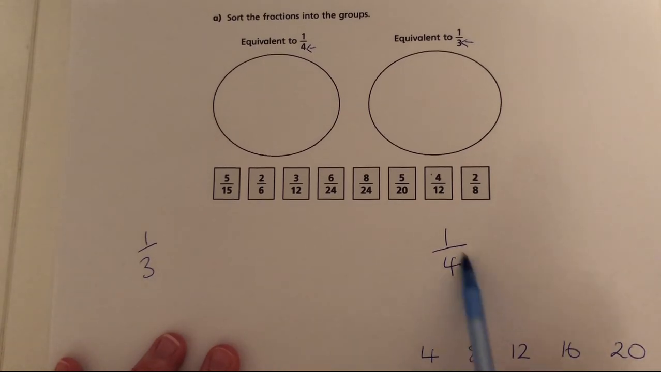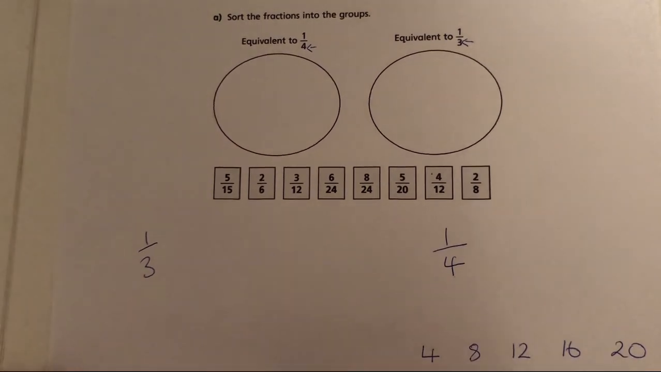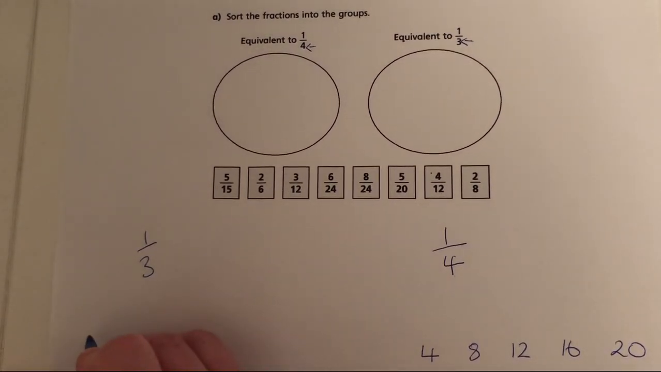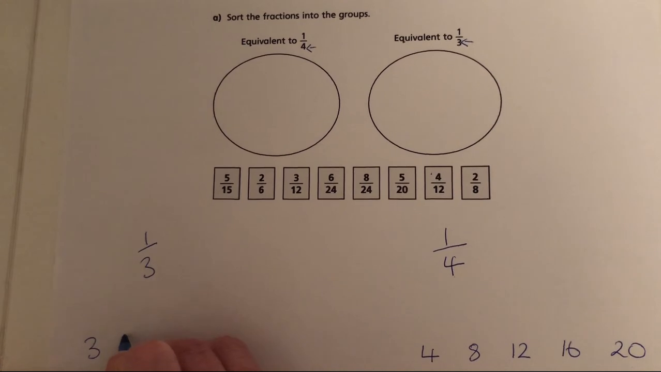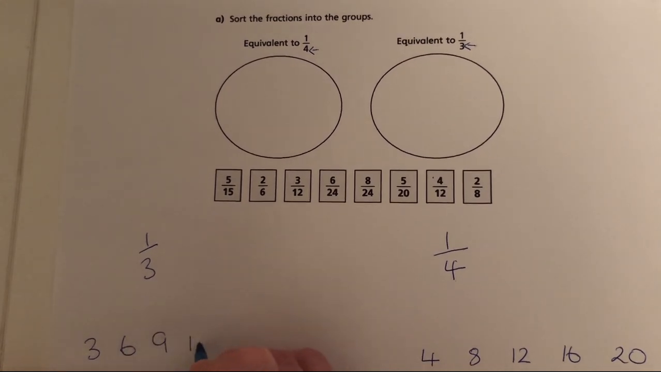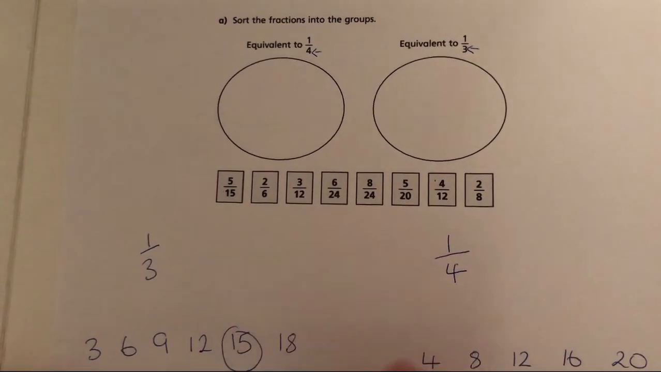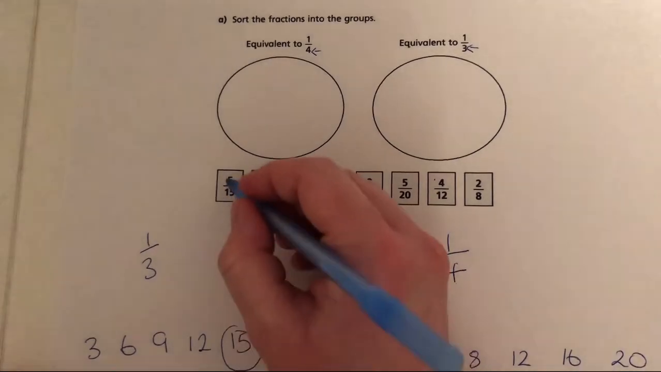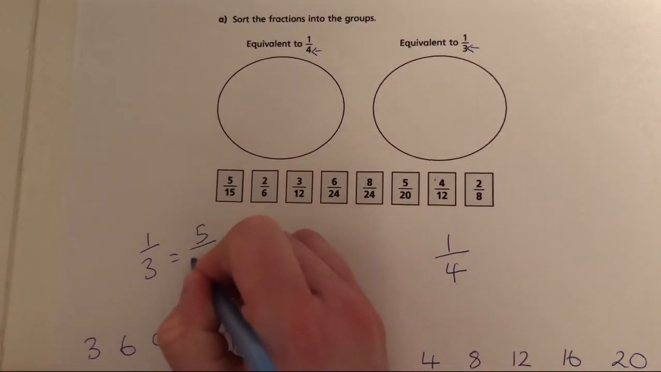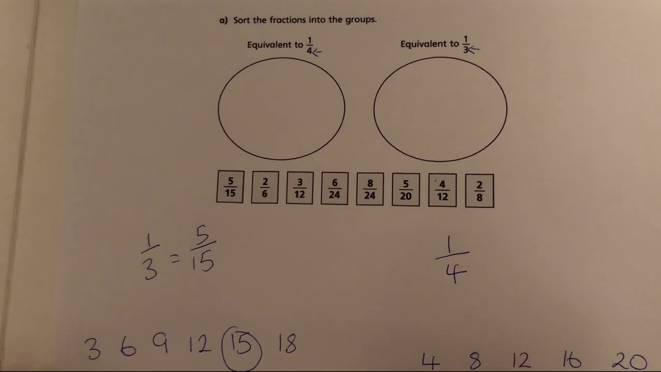15 is not a multiple of 4, so I know it's not going to be equivalent to a quarter. However, if I count in my multiples of 3, my 3 times table, I have 3, 6, 9, 12, 15, 18, etc. Well, look what I have here, 15. So let's have a look at 5/15ths. Let's just double check that they are equivalent fractions.